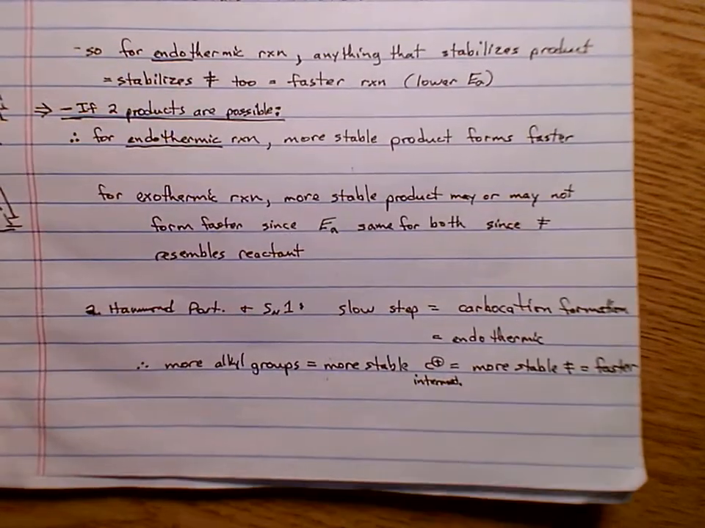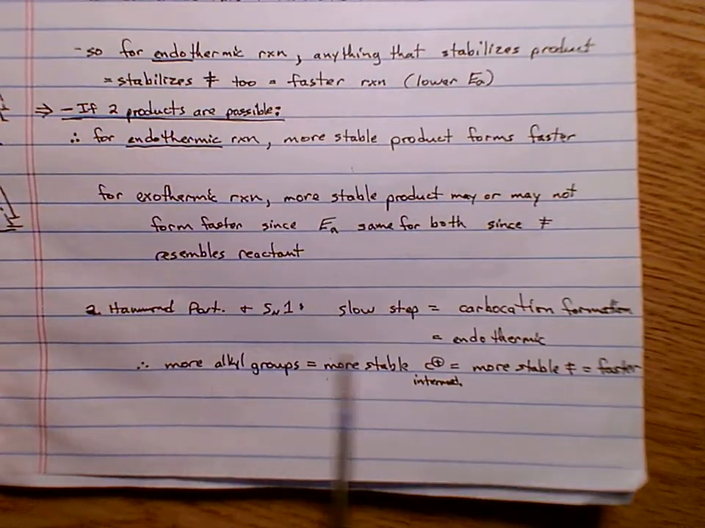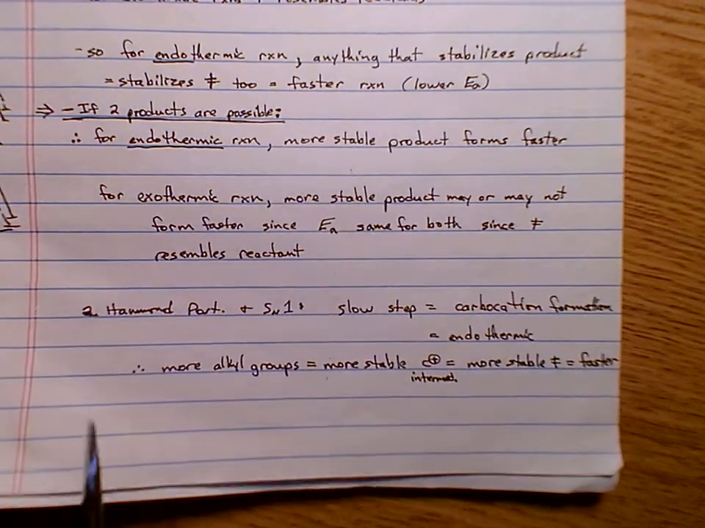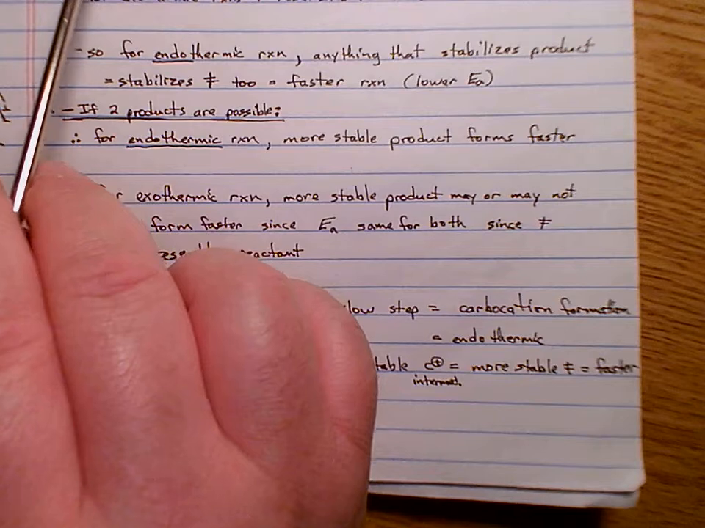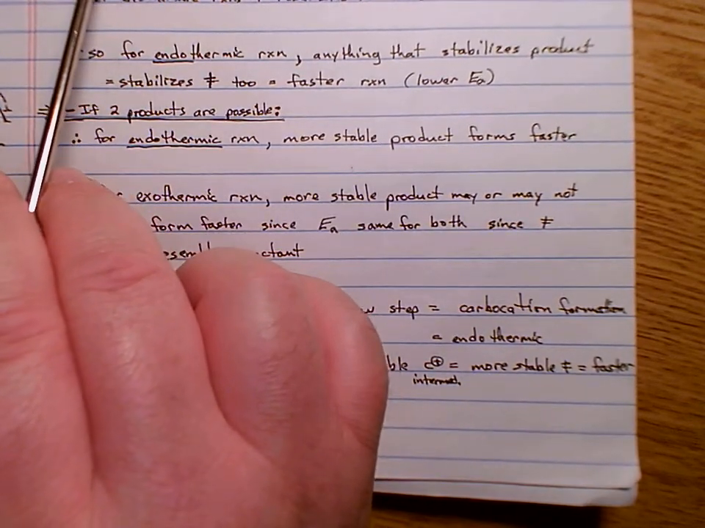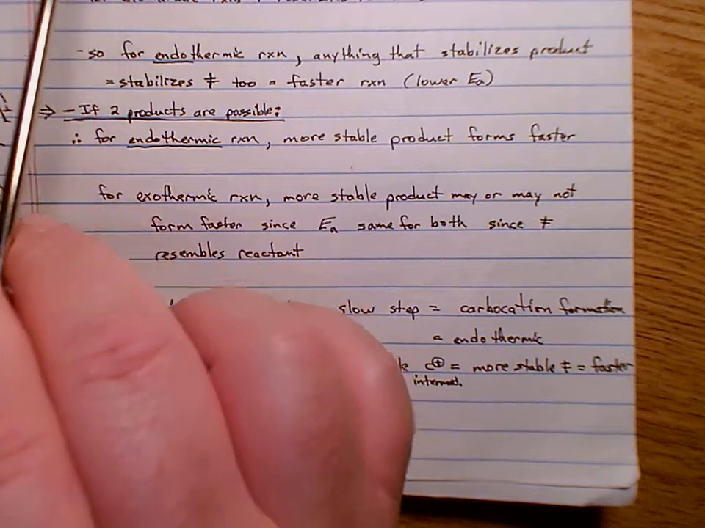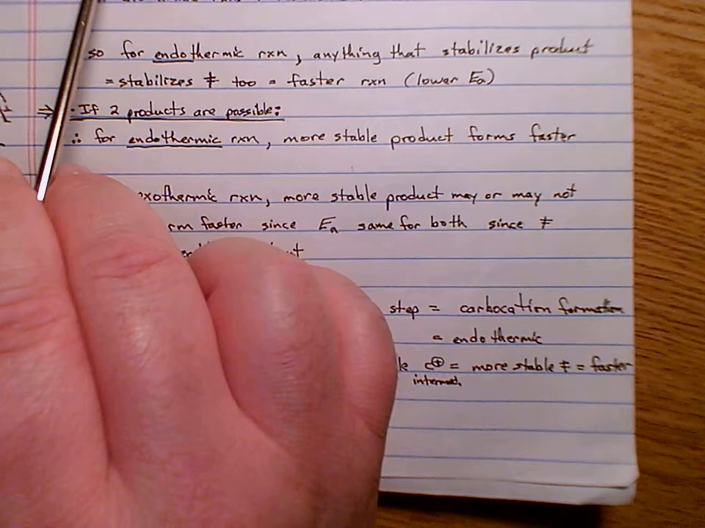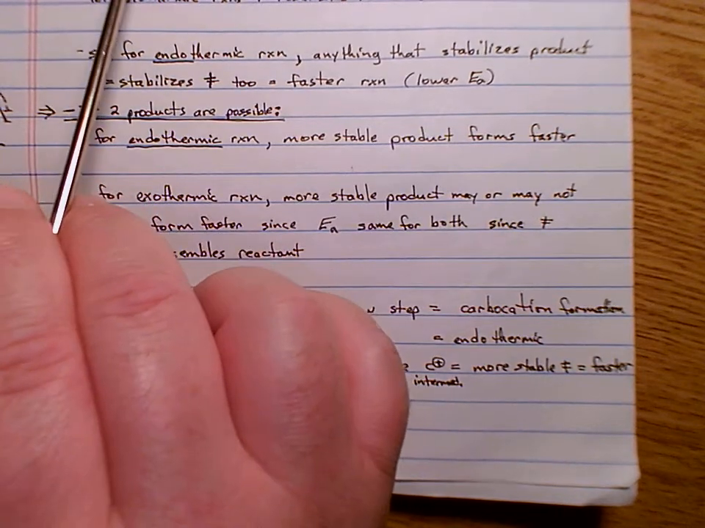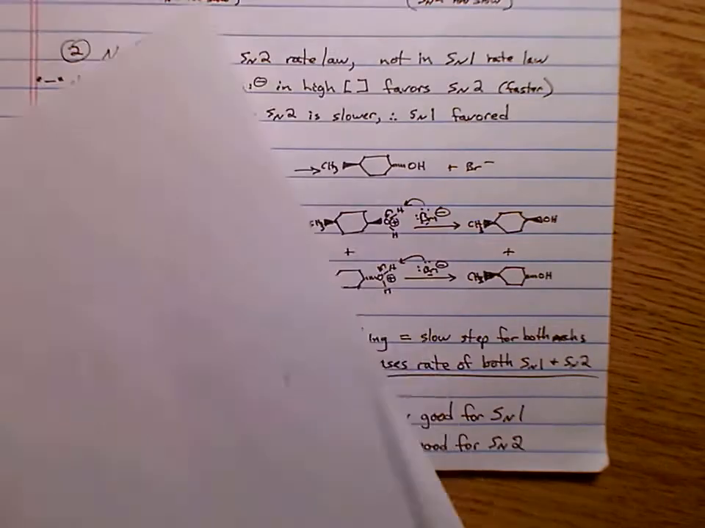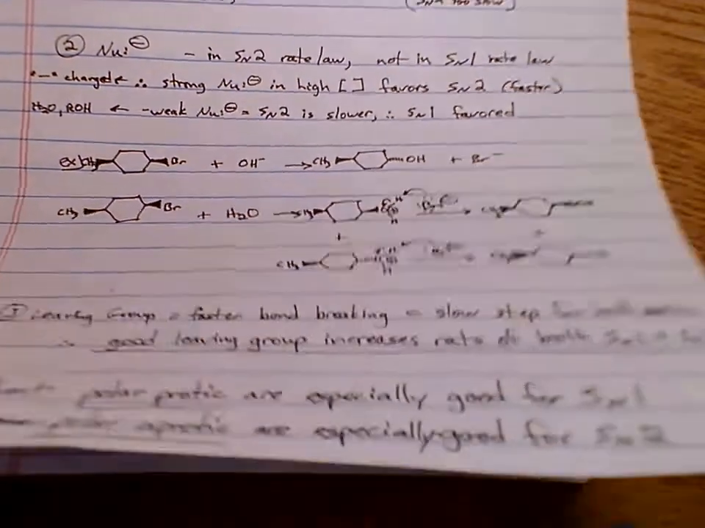That's the Hammond postulate, and here is just some more words that say what I say. Tertiary alkyl halides have lower energy transition states, lower activation energy, and therefore go faster because many R groups stabilize carbocations. Therefore, they stabilize the transition state since it resembles the carbocation, since it is closer to the carbocation in energy. Okay.